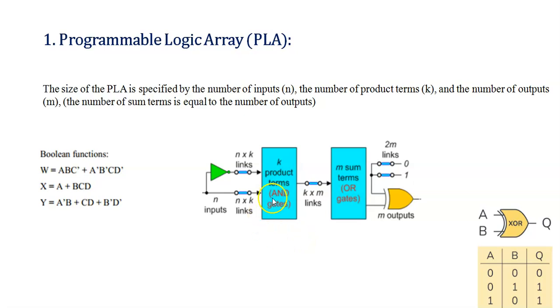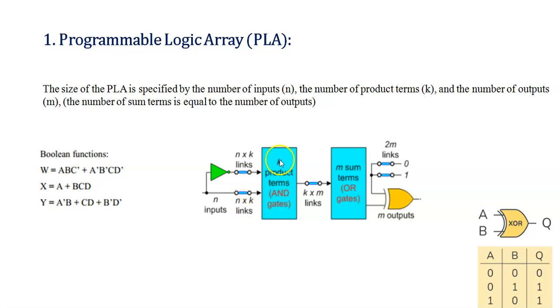Here you can see this is the AND array and this is the OR array. In PLA both are programmable, and that's why it is shown by this color. Here the inputs to the AND array are shown as N inputs, so there might be multiple inputs present. Each input can be inverted. So if I am giving inputs A, B and C, I am able to generate A bar, B bar, C bar also because of the inverters present. So these are the inputs to the AND gates.